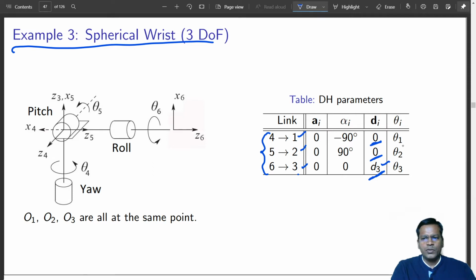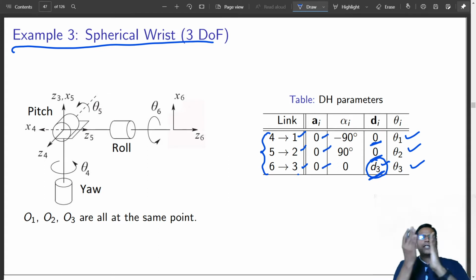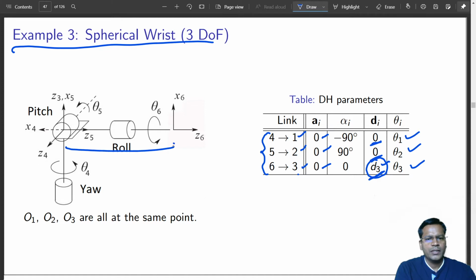So anyway, these are the three rotations, theta 1, theta 2 and theta 3. There is a distance D3 that is here, and there are no link lengths because all the z axes are passing through one another. There is no distance between z axes, so all the link lengths are 0. Only the offset that exists is the last one, which separates the last frame, the end effector flange, from this wrist center point.